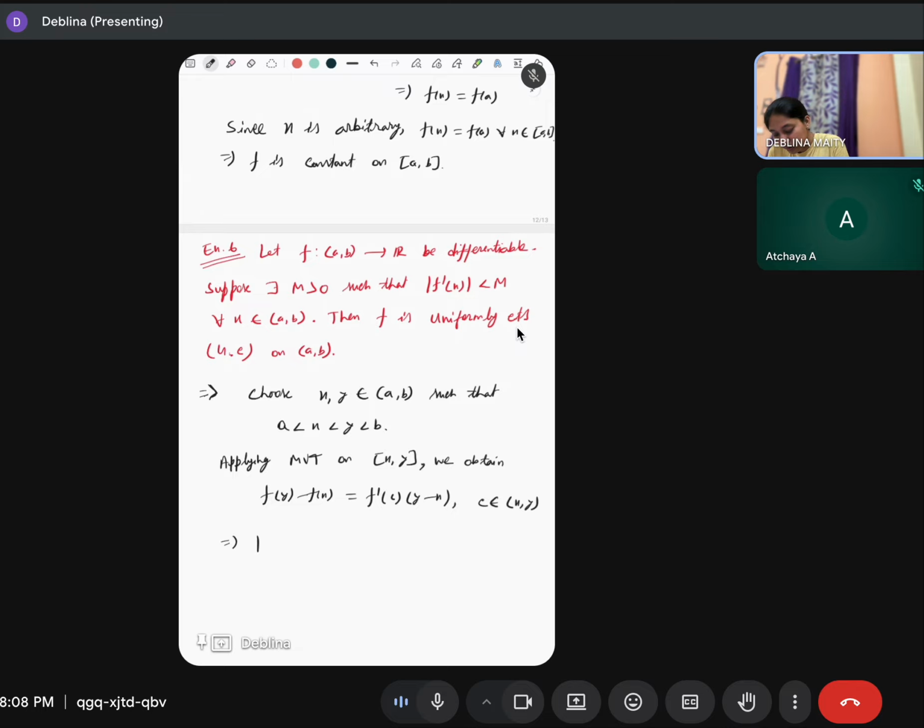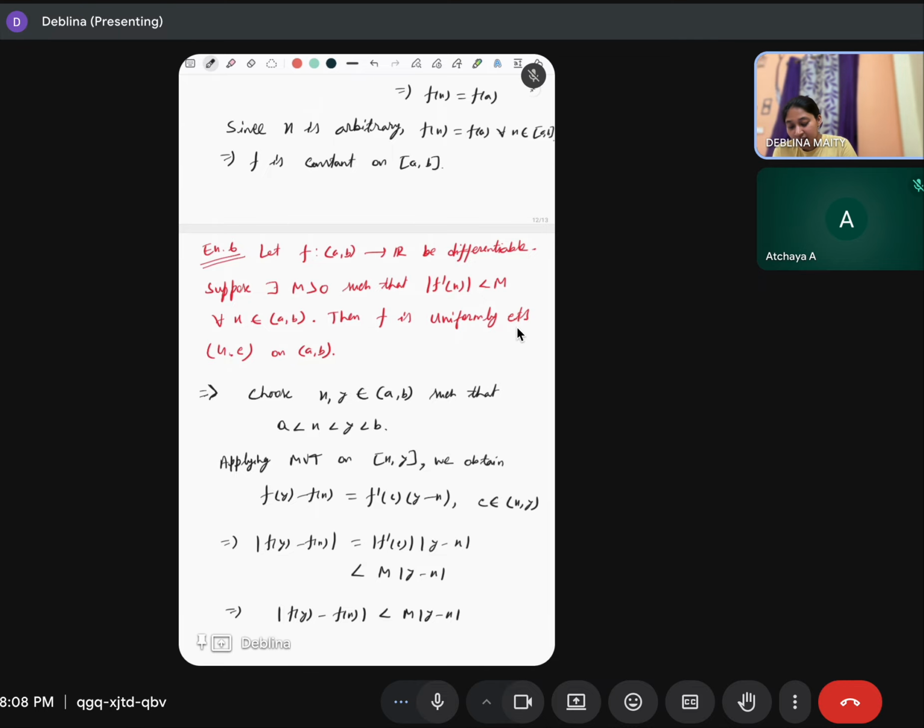So modulus of this is equal to mod y minus x. Now our modulus of f dash is bounded, so this is strictly less than m into mod y minus x. So what we get? We get mod f of y minus f of x is strictly less than m into mod y minus x, right? So this is the condition for Lipschitz continuity, right? So f is Lipschitz means f is uniformly continuous.